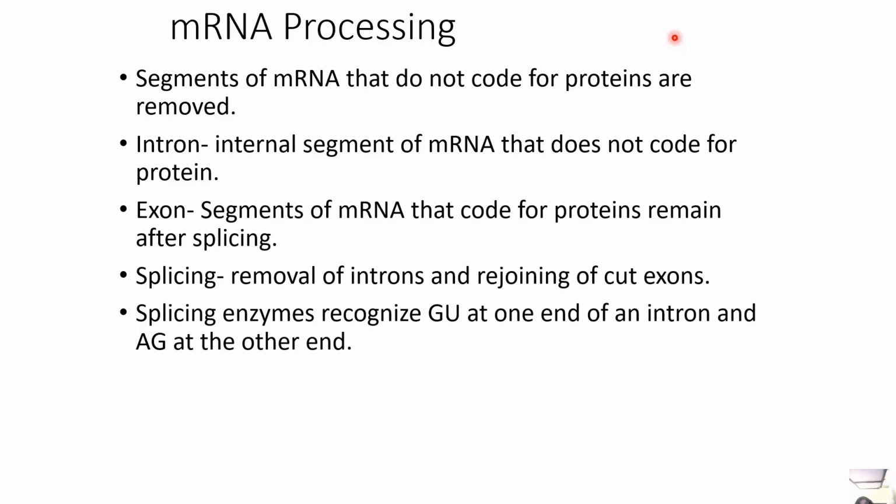The segments of the mRNA that do not code for proteins are removed. Internal segments of mRNA that do not code for protein are called introns. The segments that code for proteins, the exons, remain after splicing. Splicing is the removal of introns and joining of exons. Splicing enzymes recognize a specific sequence at one end of an intron and another at the other end.